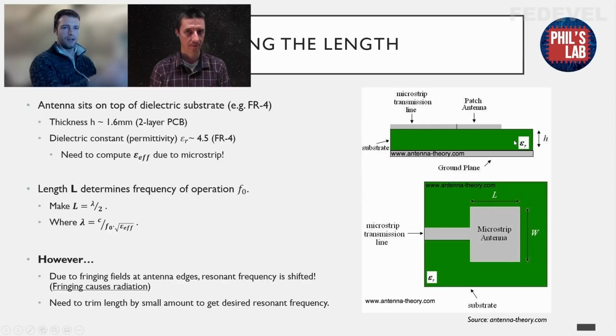And this means the resonant frequency will actually be shifted by a tiny amount, but it's actually the fringing that apparently causes the radiation, the fact that this antenna will radiate. So all in all, because we have these fringing fields, we need to trim the length by a tiny amount. So we start off with L is lambda over 2, and then we shave off a tiny amount. And there are detailed calculations of how much that needs to be.